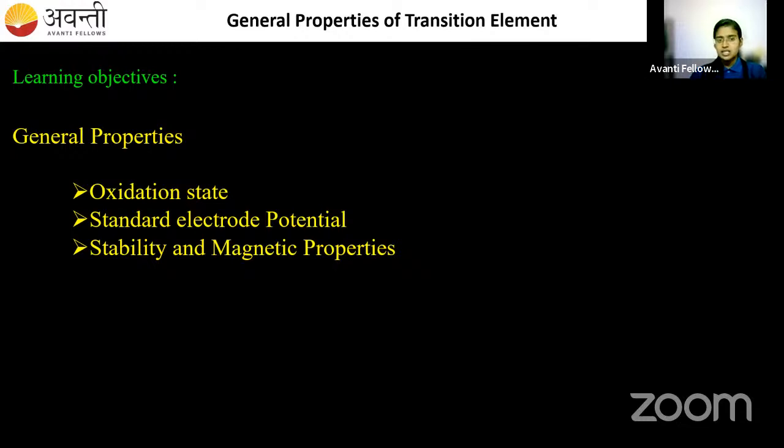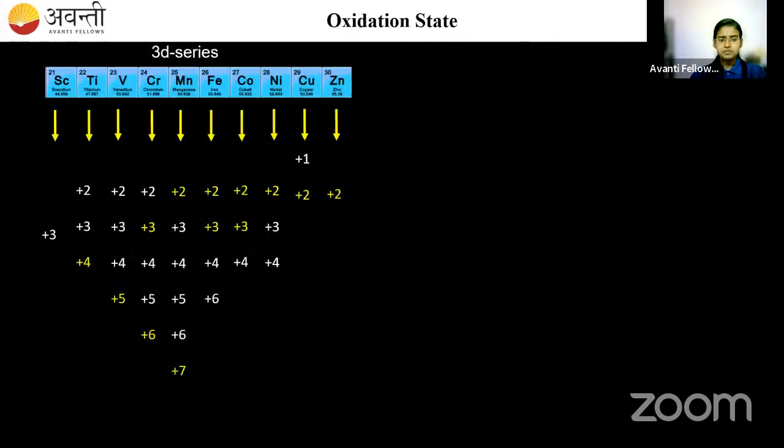Got it? So let's start with the oxidation state. Coming to the oxidation state, we are going to study the oxidation state for the 3D series. If you observe the oxidation states for this 3D series, except scandium and zinc, all other metals have variable oxidation states, right? So D block elements can exhibit variable oxidation state.